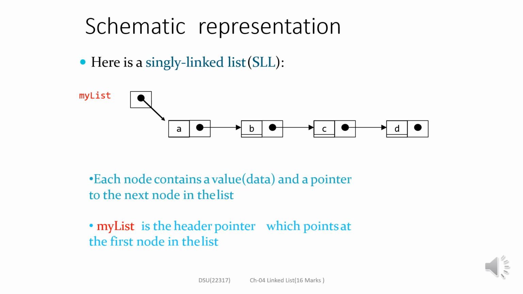Then a schematic representation of singly linked list. Here is a singly linked list, see here, my list, then A is the first node, B the second node, C the third node and D is the fourth node. Each node contains a value, that is data, and a pointer to the next node in the list. My list is the header pointer which points at the first node in the list. We can write my list or h for the header. This is the representation of the singly linked list.